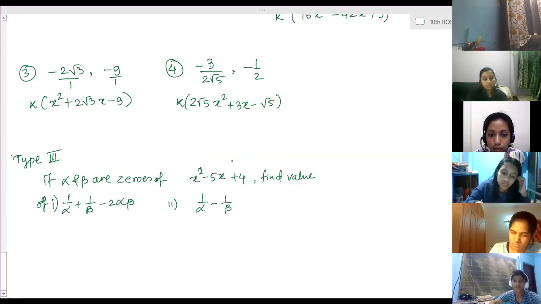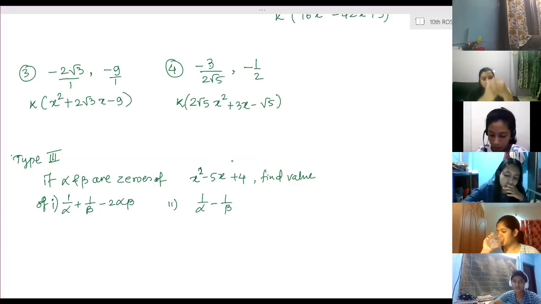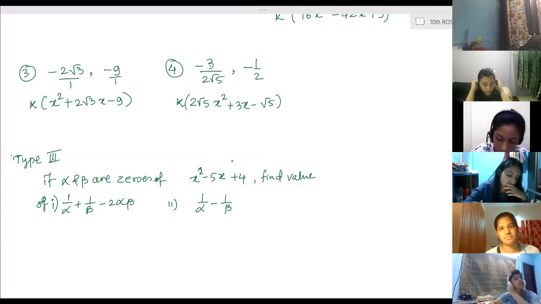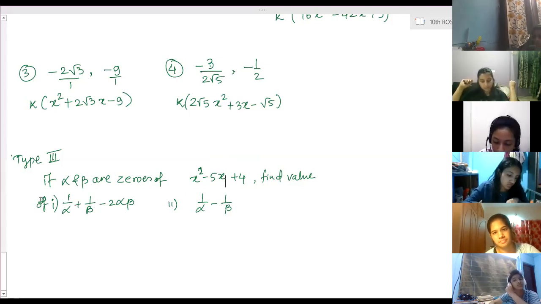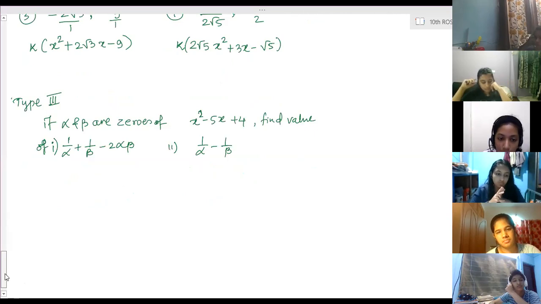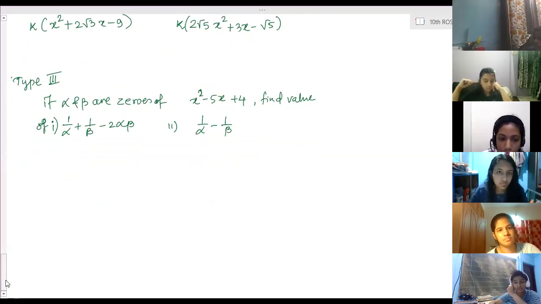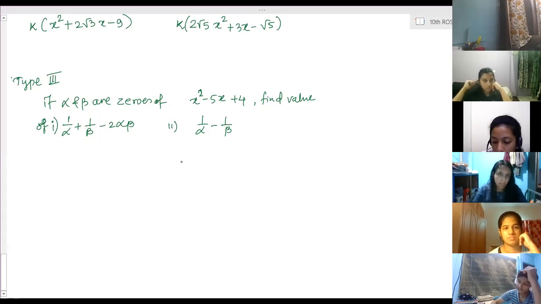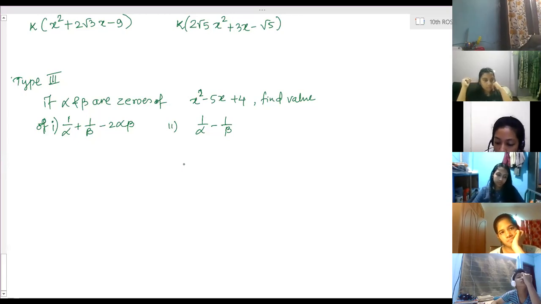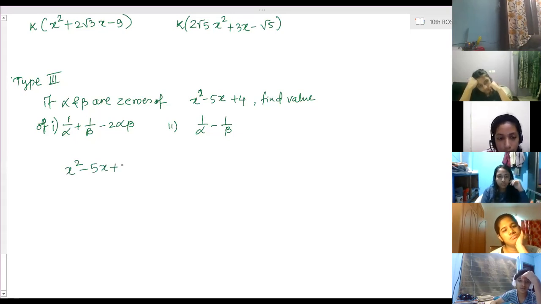Now the type 3 questions. If alpha and beta are zeros of x square minus 5x plus 4, find the value of 1 by alpha plus 1 by beta minus 2 alpha beta and 1 by alpha minus 1 by beta. So in these cases, no need to factorize to get the value of alpha and beta. You are only using the relation between the sum of the zeros and product of the zeros. So the polynomial is given, x square minus 5x plus 4.